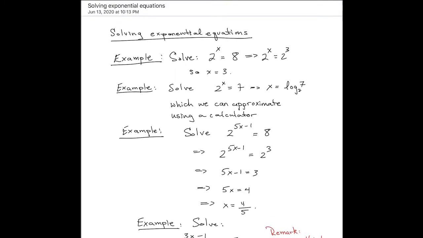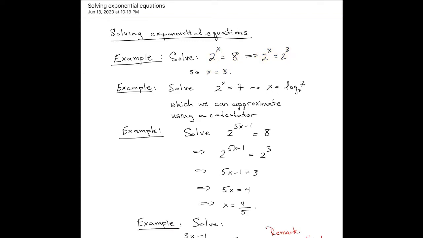Okay, now we're going to solve exponential equations. Let's solve this equation. The left-hand side is an exponential expression. The right-hand side is just a number. We see that 8 can be written as 2 cubed, so that's equivalent to this equation, and we see immediately that the solution is 3. We know already from the graphical approach there's only one solution.